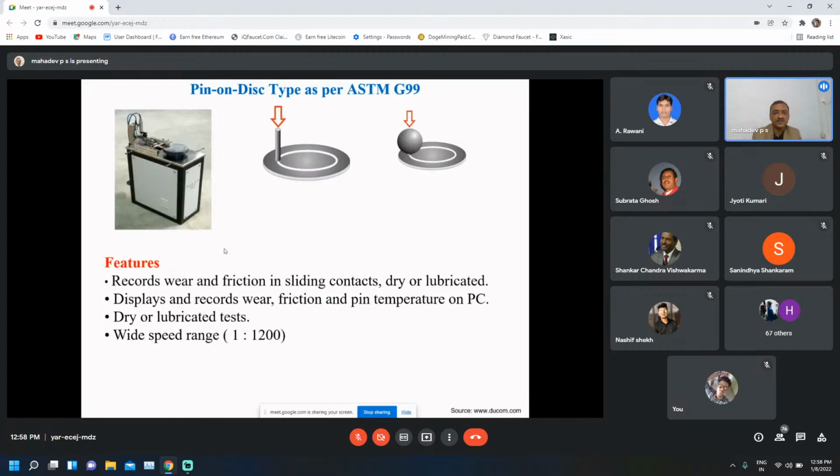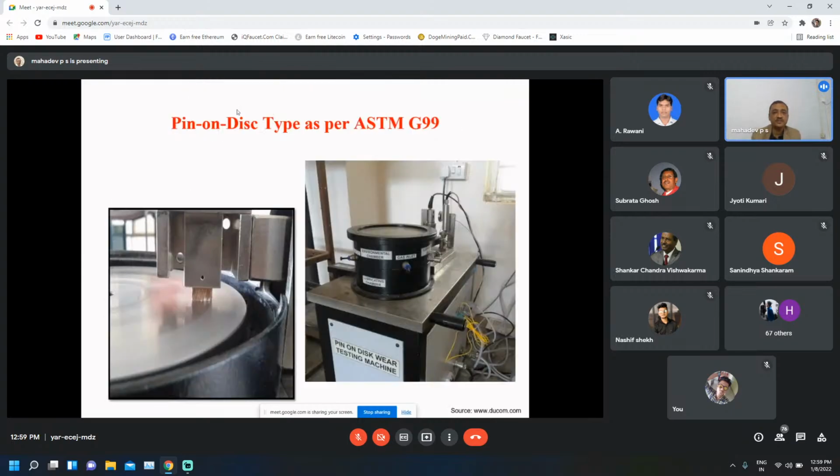This monitors wear and friction in sliding contacts, whether dry or lubricated. There is a PC connected and a monitor which gives the friction and wear values, which can be noted as and when required. So both dry and lubricated tests can be conducted. A wide range of speeds can be adjusted, that is, different sliding velocities. Again, you can see pin on disc as per ASTM G99 standards.